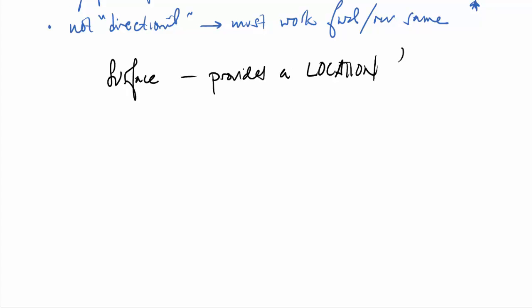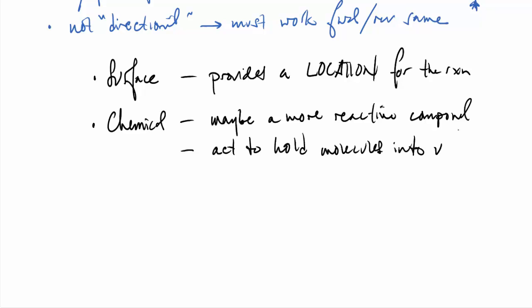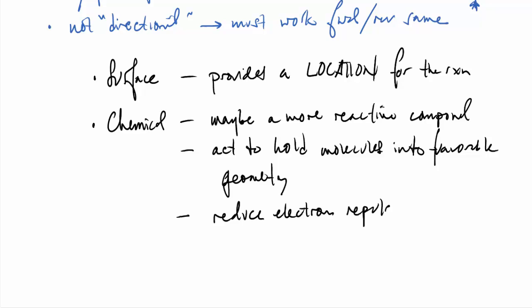They can work on the surface, providing a location, or maybe it can be a chemical catalyst that provides a more reactive compound, or possibly it could act to hold the molecules into a more favorable geometry. It may also reduce electron repulsions.